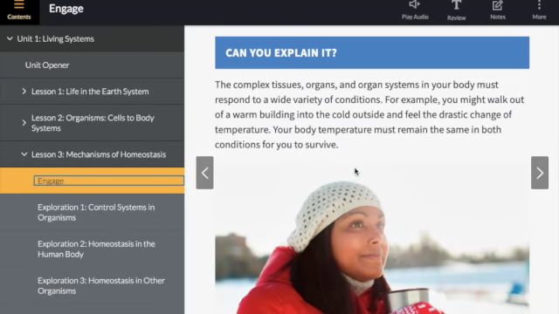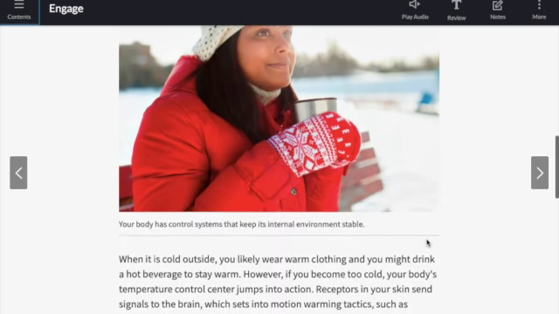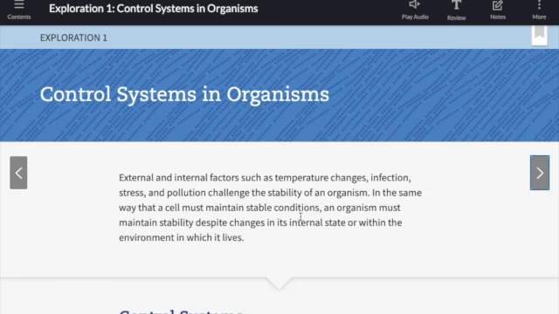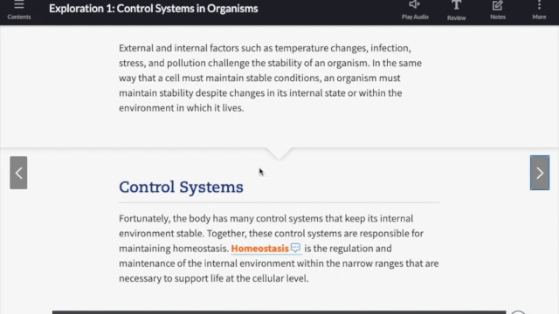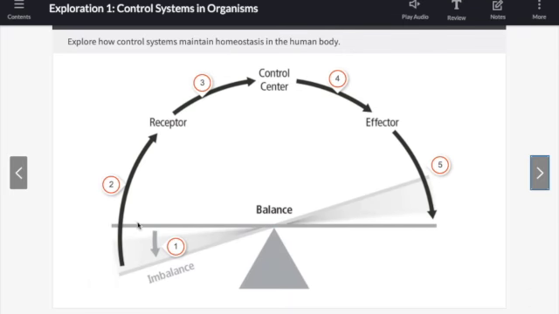So here's a quick example of homeostasis that has to do with maintaining your body temperature. Your body temperature has to stay very close to the normal value, or bad things can happen. And the first exploration has to do with generally how control systems work. Control systems are what maintain homeostasis. And there are lots of different examples of homeostasis that we're going to be looking at. But the idea is that we want to maintain whatever the thing is that we're paying attention to, whether it's body temperature or breathing or blood pressure or blood sugar or any of 1,000 other things.